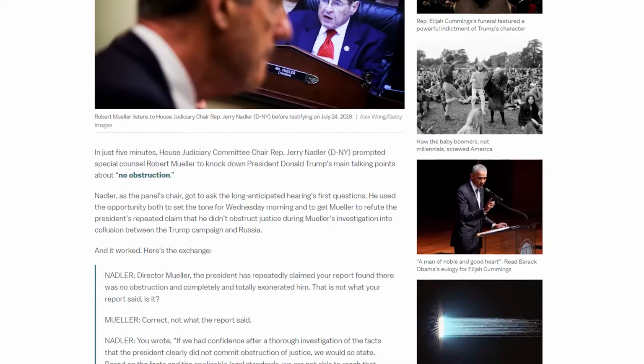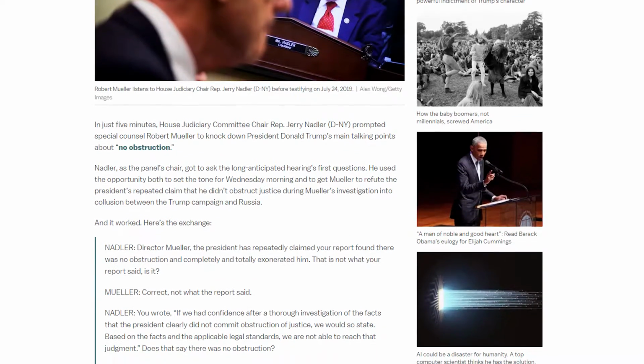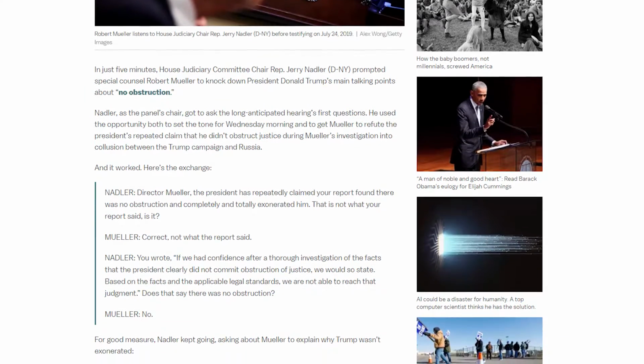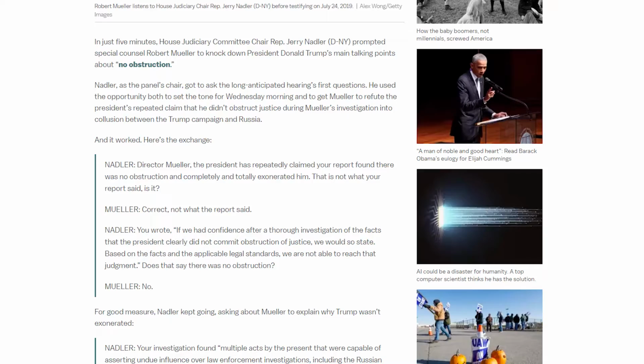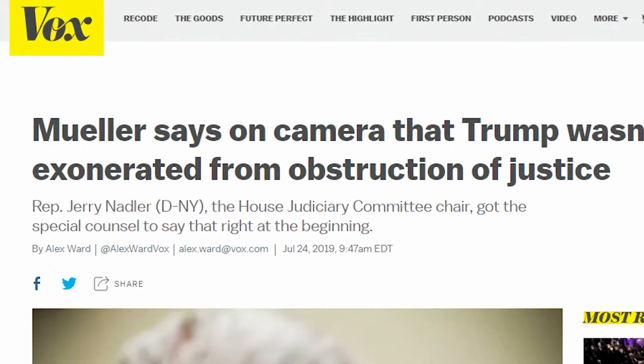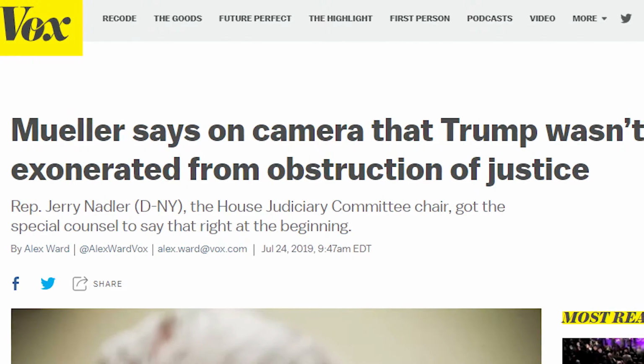The exchange between Nadler and Mueller was still monumental. His Republican allies continue to falsely claim that he didn't obstruct justice. The format here is mostly quotes from Representative Nadler, who's a Democrat.